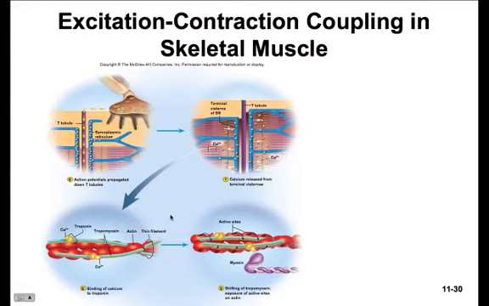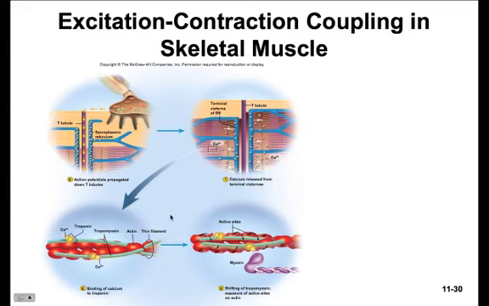Excitation-contraction coupling refers to the events that link the action potentials of the sarcolemma, or the muscle cell membrane, to activation of the myofilaments, the actin and myosin. This prepares them to contract.